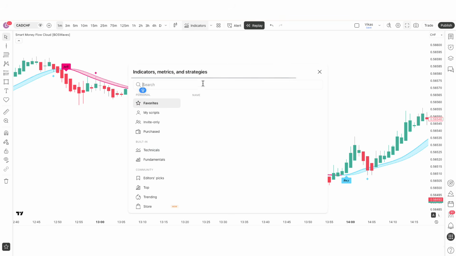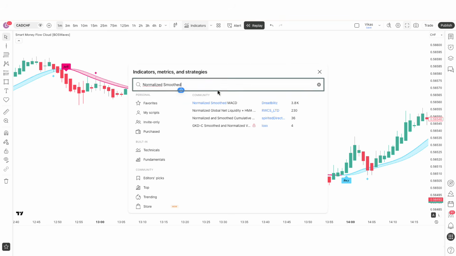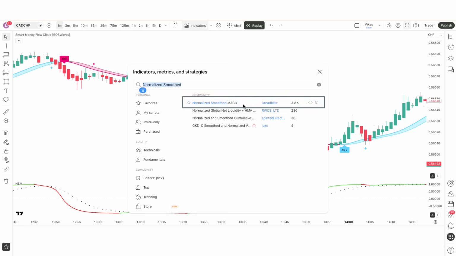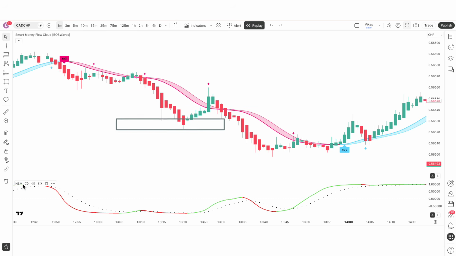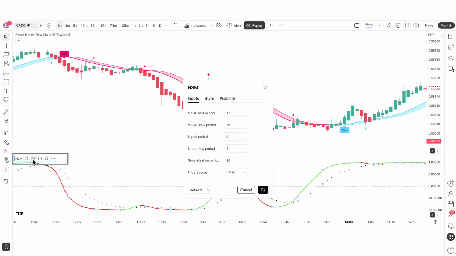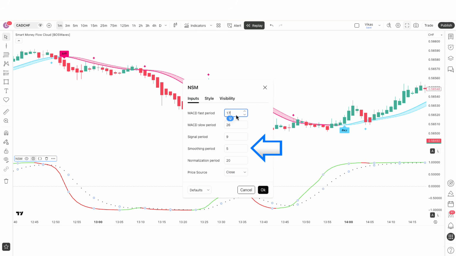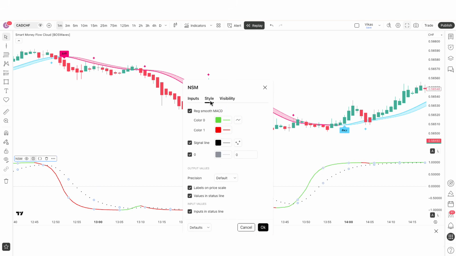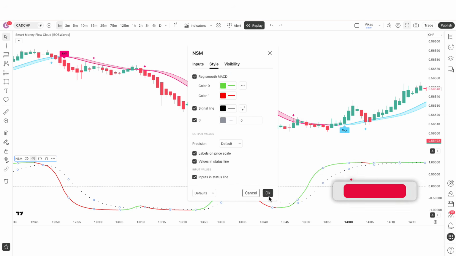Let's go to the Indicator Search tab, type Normalized Smoothed, and select this one called Normalized Smoothed MACD, created by Dreadblitz. Now let's access the settings of this indicator so we can modify it to suit our strategy. We change the MACD fast period 12 to 17, after change normalization period 17 to 16, and here everything is fine after that. Click OK.